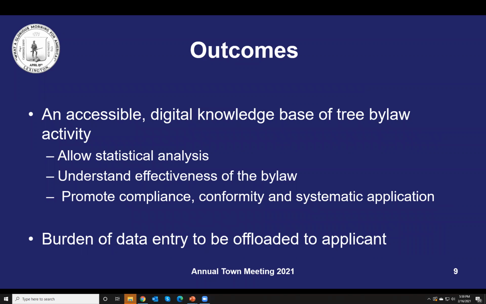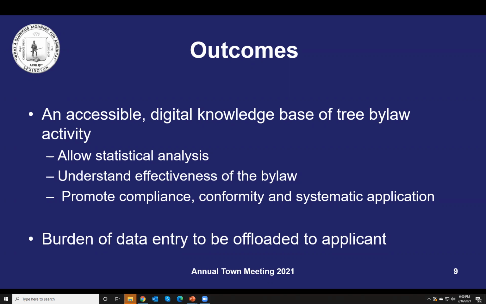Outcomes. What we're really trying to achieve is an accessible digital knowledge base of the tree bylaw activity. It would allow statistical analysis, so we can go back and look both at a specific site, but also at the community at large. It would help us understand the effectiveness of the bylaw and promote compliance, conformity, and systematic application of the bylaw itself.